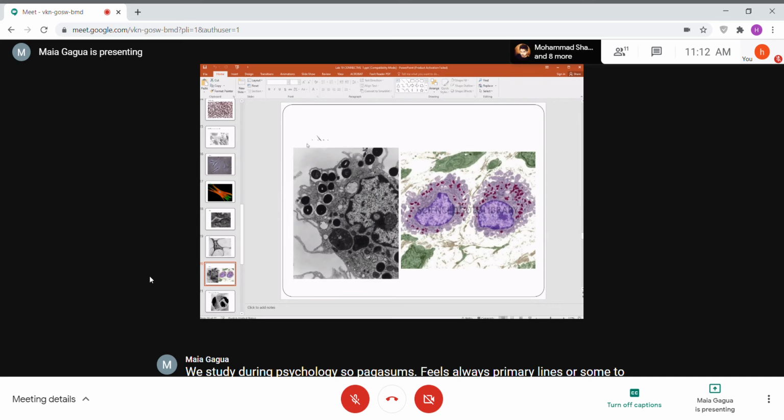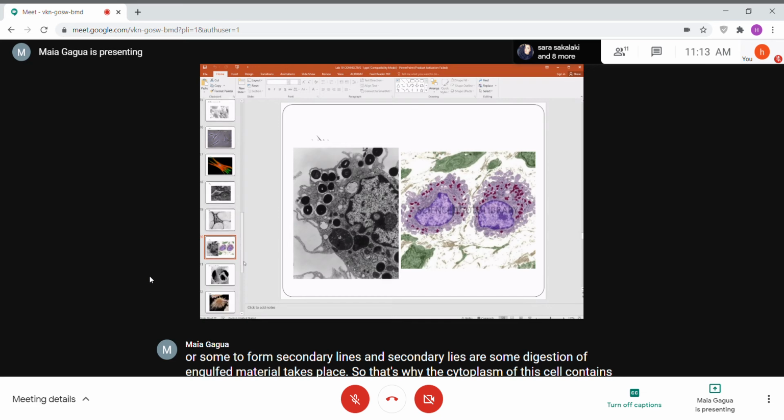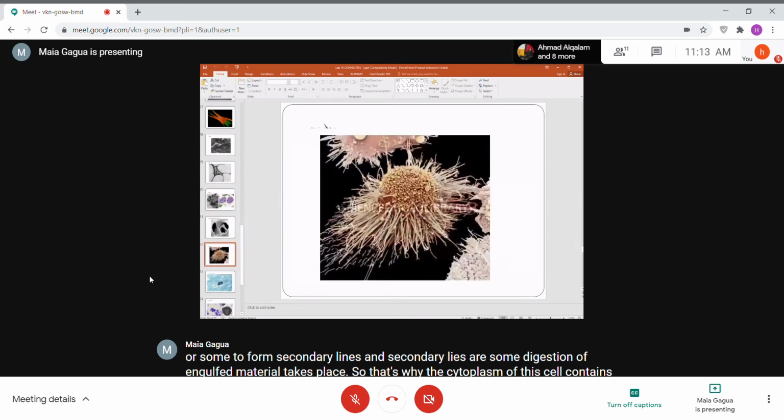So that's why the cytoplasm of this cell contains many primary and secondary lysosomes, as well as phagosomes. You can see these organelles in the cytoplasm of the macrophage. This is an activated macrophage. It has a very irregular shape with many protrusions and invaginations that increase surface area.